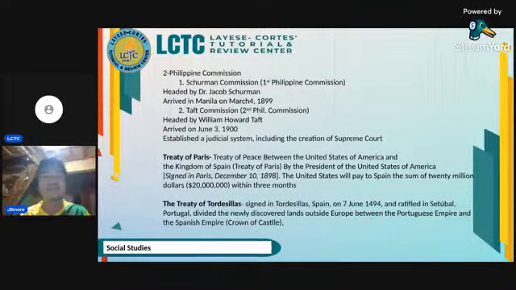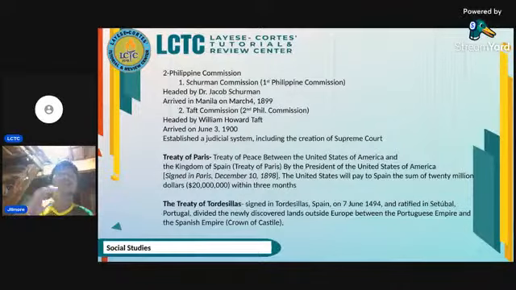Again, there were two Philippine commissions during the American period. The first one is the Schurman Commission, headed by Dr. Jacob Schurman. Take note of that one. Arrived in Manila on March 4, 1899.